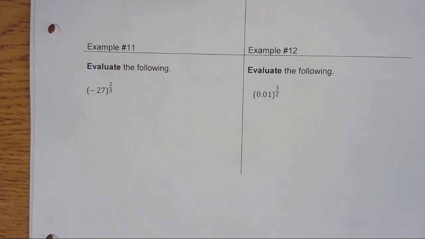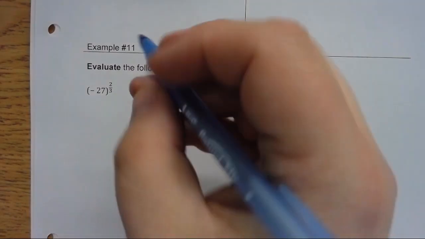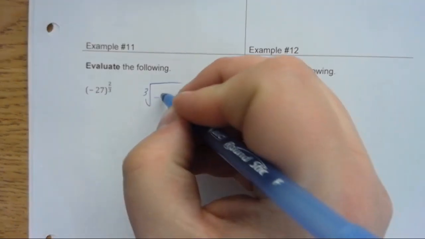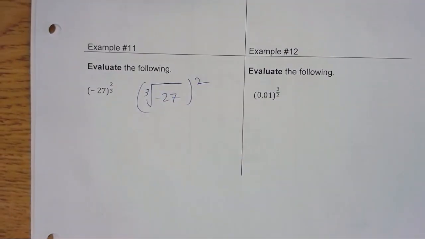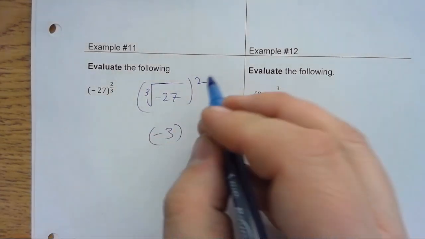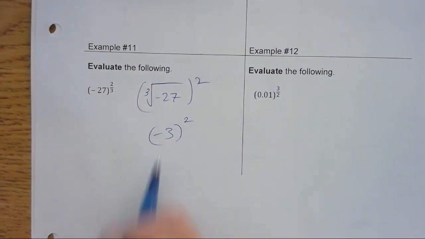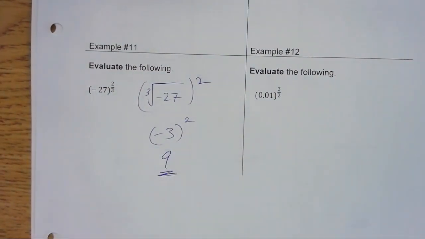Look at that one. I'm again going to think cube root of negative 27 and then square it. What number times itself 3 times is negative 27? Negative 3, very good. But notice it's still the base and I'm still squaring that base. So my answer is positive 9.